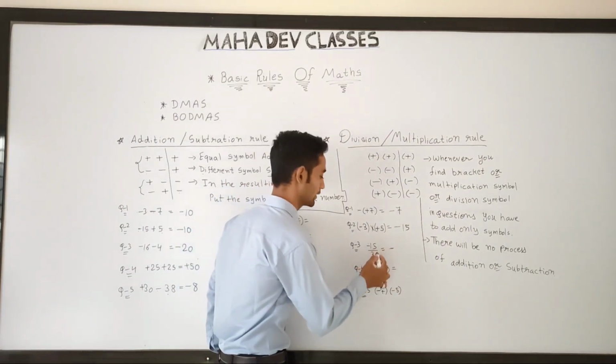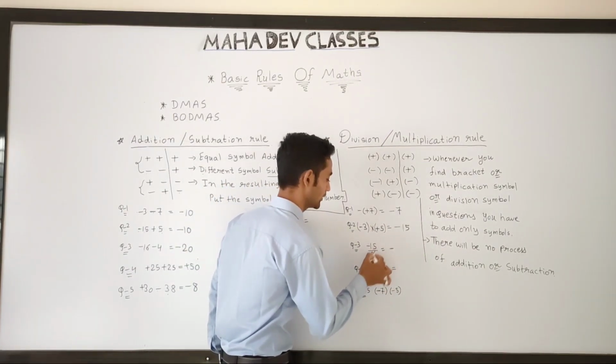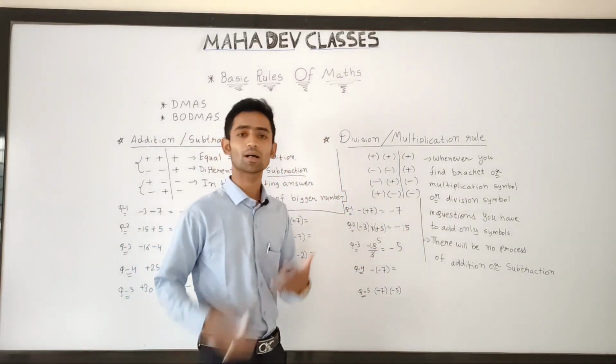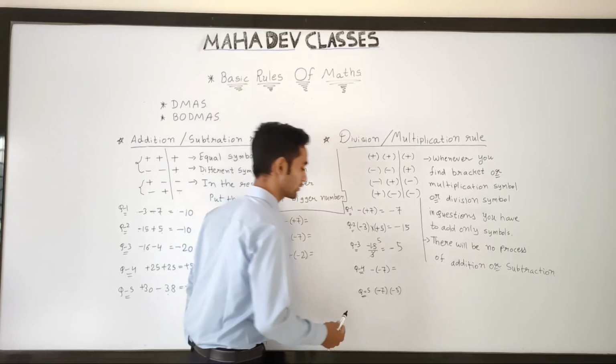Now the division process is 3 fives are 15, so we will put minus 5 as our answer. Okay, now go for another question.